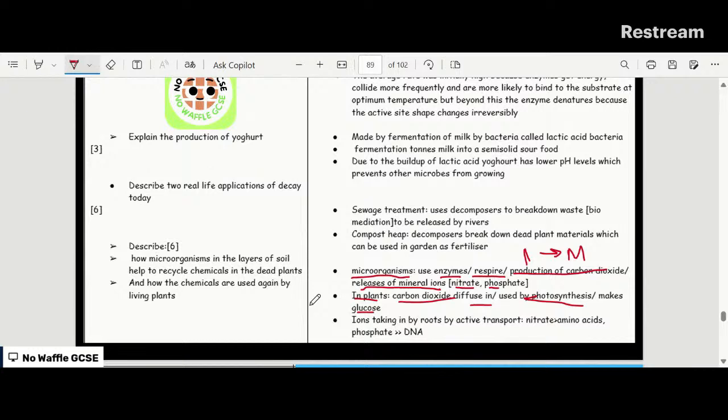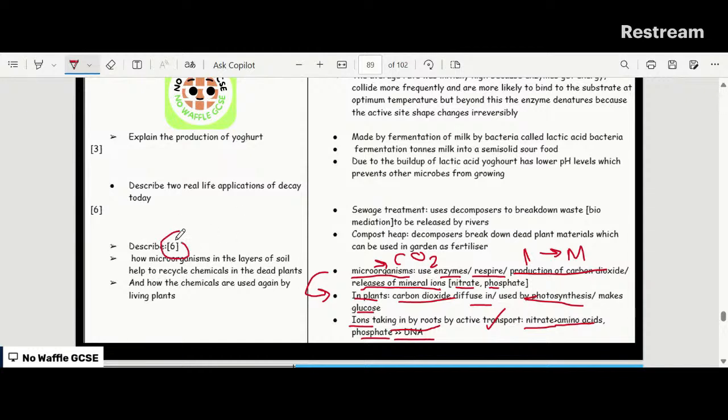So, this question was really difficult, and not many people got this right because it took a lot of intuition. The fact that you had to link the fact that microorganisms produced carbon dioxide in respiration to photosynthesis taking it in, and therefore that being an efficient process, you had to really make that link. Okay, the ions are then taken in by the roots via active transport, nitrate and amino acids, phosphate and DNA. So those are the uses for them.